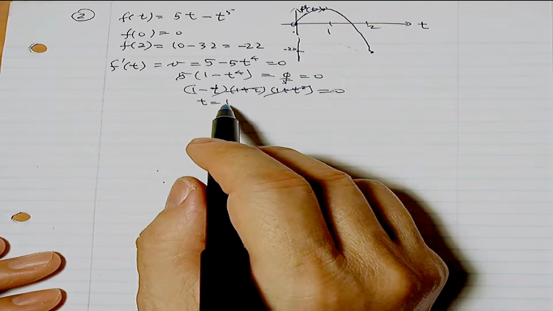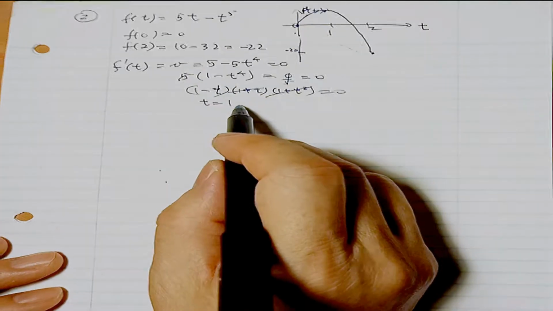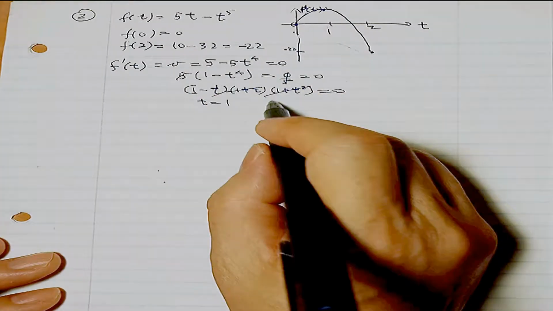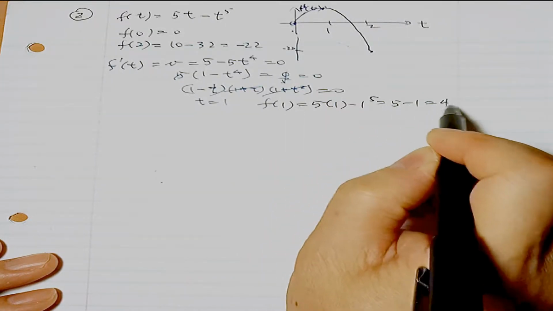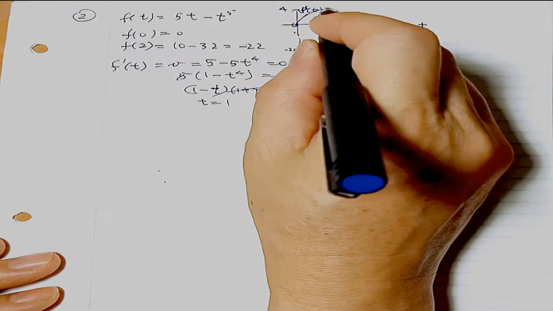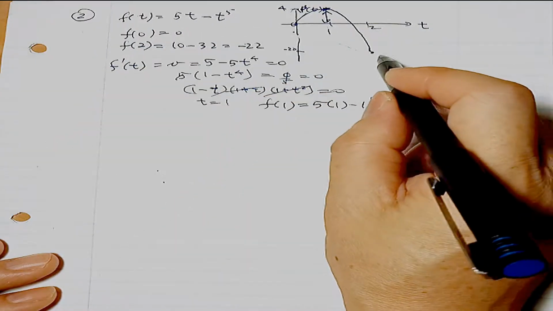So now you know when the velocity will be 0, then where is it? To find out where it is, put the 1 back into the original equation. F of 1 is 5 times 1 minus 1 to the 5th, which is 5 minus 1, which is 4. So he's actually at position 4 up here. So he actually has traveled from 0 to 4, and then from 4 down to negative 22.